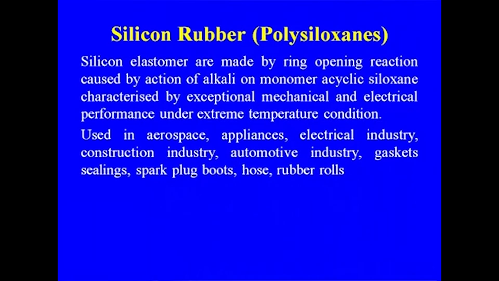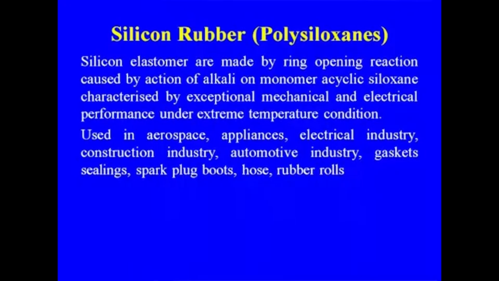Now, let us discuss silicon rubber, that is the polysiloxanes. The silicon elastomers are made by ring opening reaction caused by action of alkali on the monomer cyclic siloxane, characterized by exceptional mechanical and electrical performance under extreme temperature conditions. So, this is one of the very specialized rubbers, you can say.